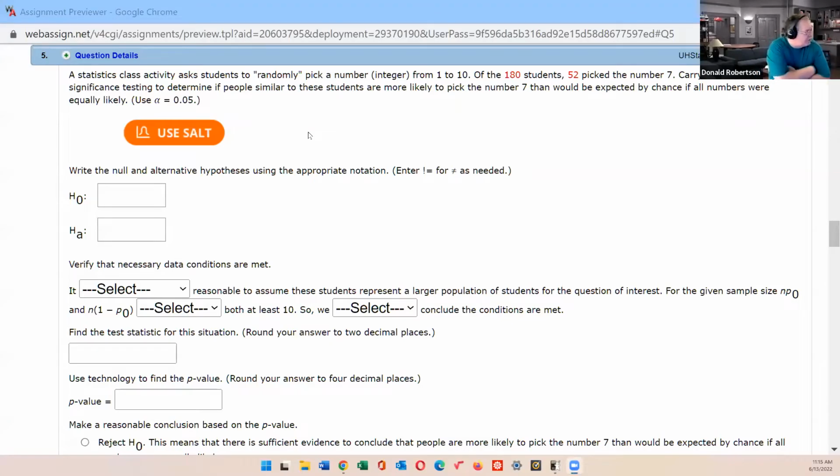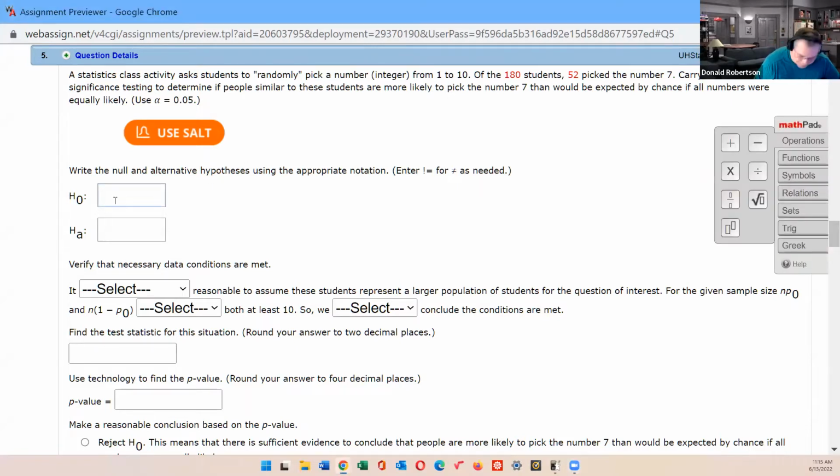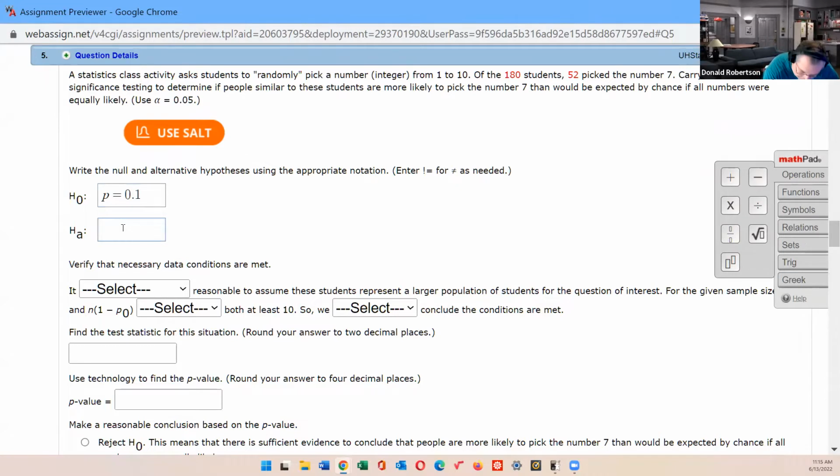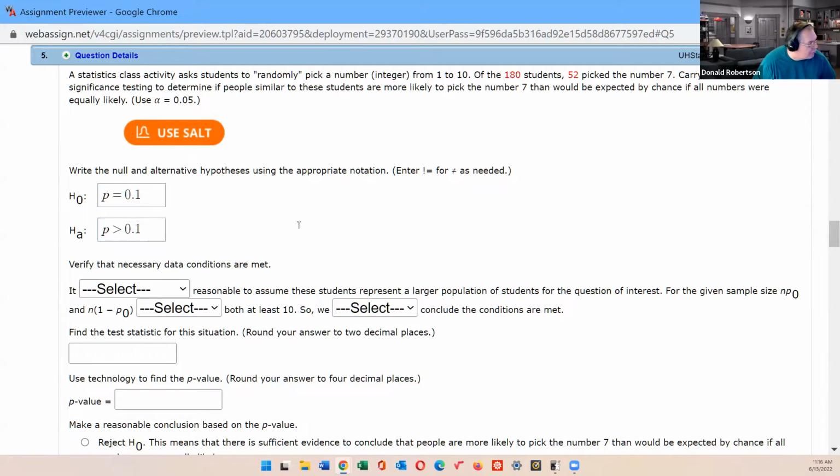A statistics class actively asks students to randomly pick a number from 1 to 10. Of the 180 students, 52 of them picked a 7. Carry out the 5-step significance test to determine if people similar to these students are more likely to pick the number. Right, the null hypothesis here is that p is equal to 0.1. And the alternate is that it's bigger than 0.1.